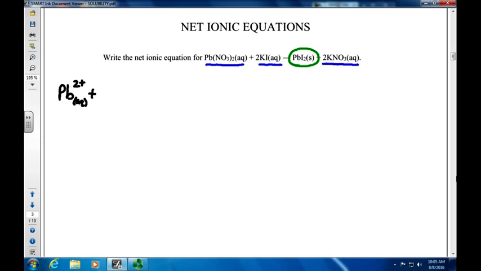And then there would be 2 nitrate ions, which has a -1 charge, and it's aqueous. 2 potassium ions, and they have a +1 charge, aqueous. 2 iodine ions, which have a -1 charge. Again, we're getting the charges from its position on the periodic table. The nitrate is a complex ion, and it has a -1 charge. And then so that's our reactants.